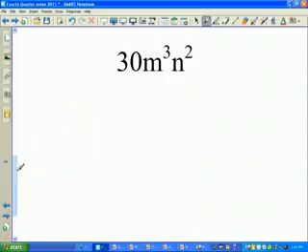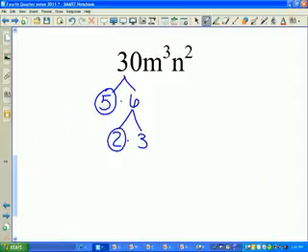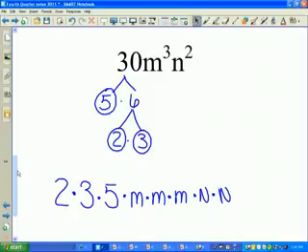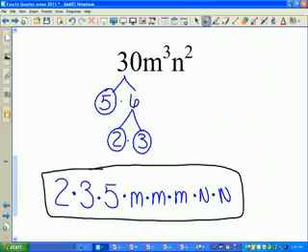Okay. For a 30, I could break down this 30. Let's say 5 times 6. Okay, so this 5 is a prime number, but this 6 is a composite number, which also can be broken down by 2 times 3. So if I want to put it in numerical order, I'll have 2 times 3 times 5. So that's dealing with the numbers. Now I have to deal with my variables. So I'm going to times my m to itself 3 times, because that's what the cube's representing, times my n twice. This right here is the prime factorization of 30m cubed n squared.